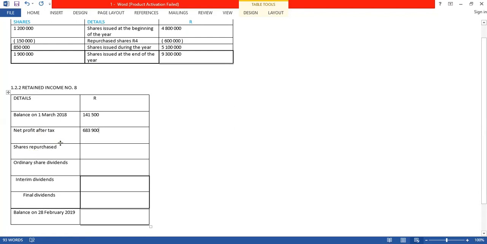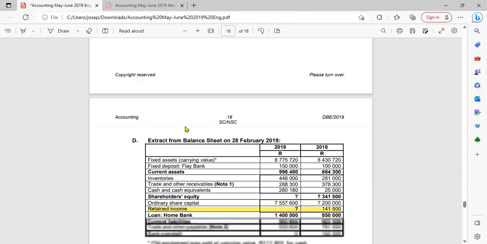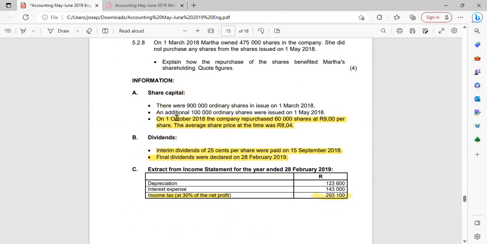And shares repurchased. Now we are going to go to the information on shares repurchased. Now that we have calculated net profit after tax, like you have seen, it is very simple. We are now going to calculate shares that were repurchased. On 1 October 2018, the company repurchased 60,000 shares at 9 rand per share. Like I told you guys, 9 rand per share is the total price per share that was paid, meaning this one we take to the cash flow statement. And this one we take to note number 7, which is ordinary share capital.